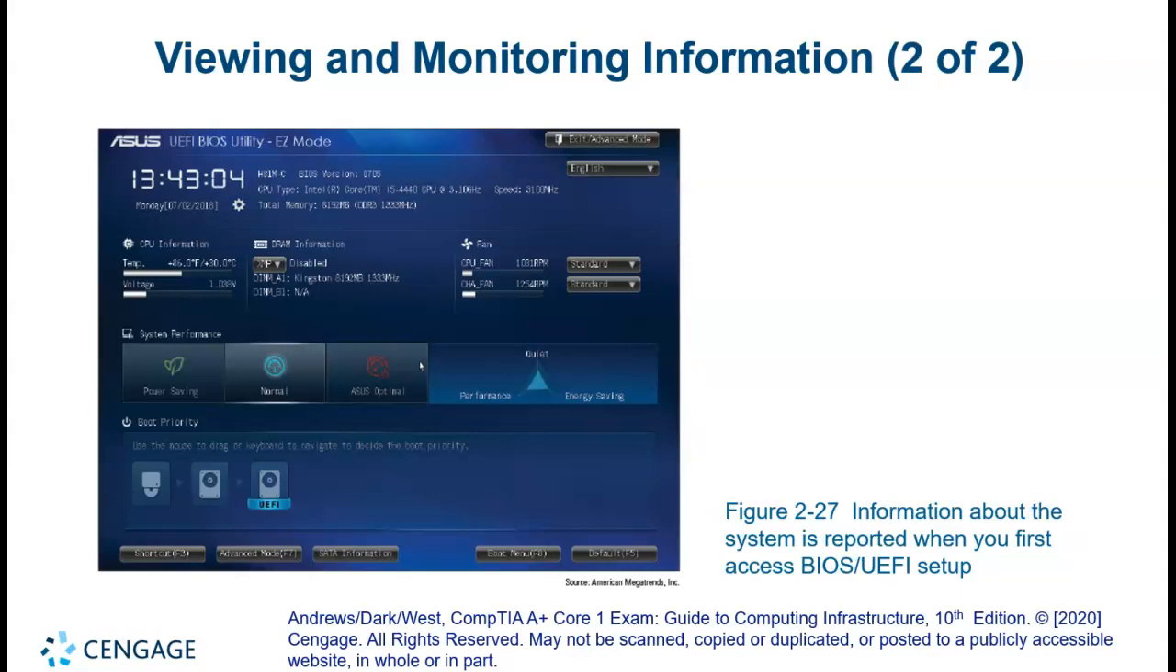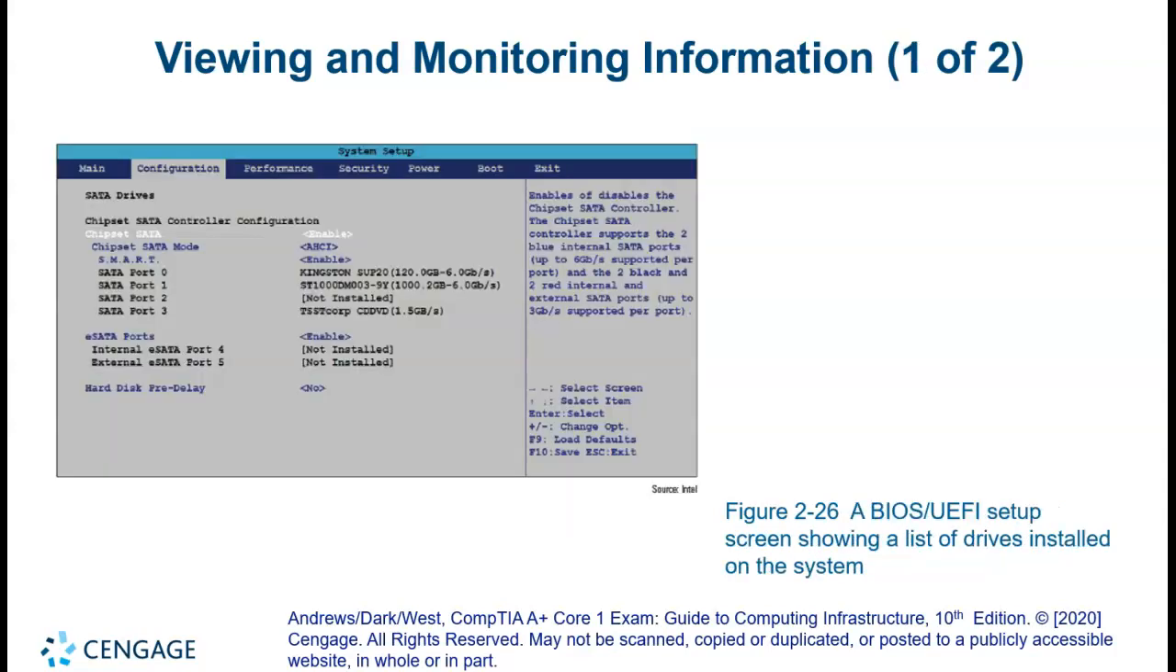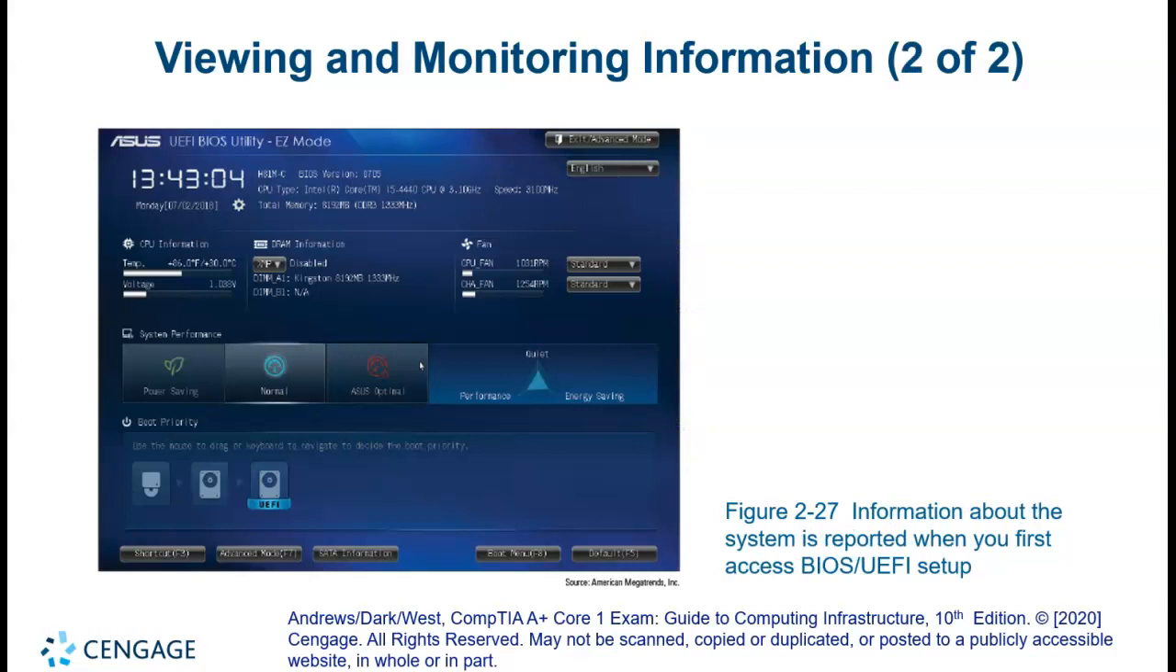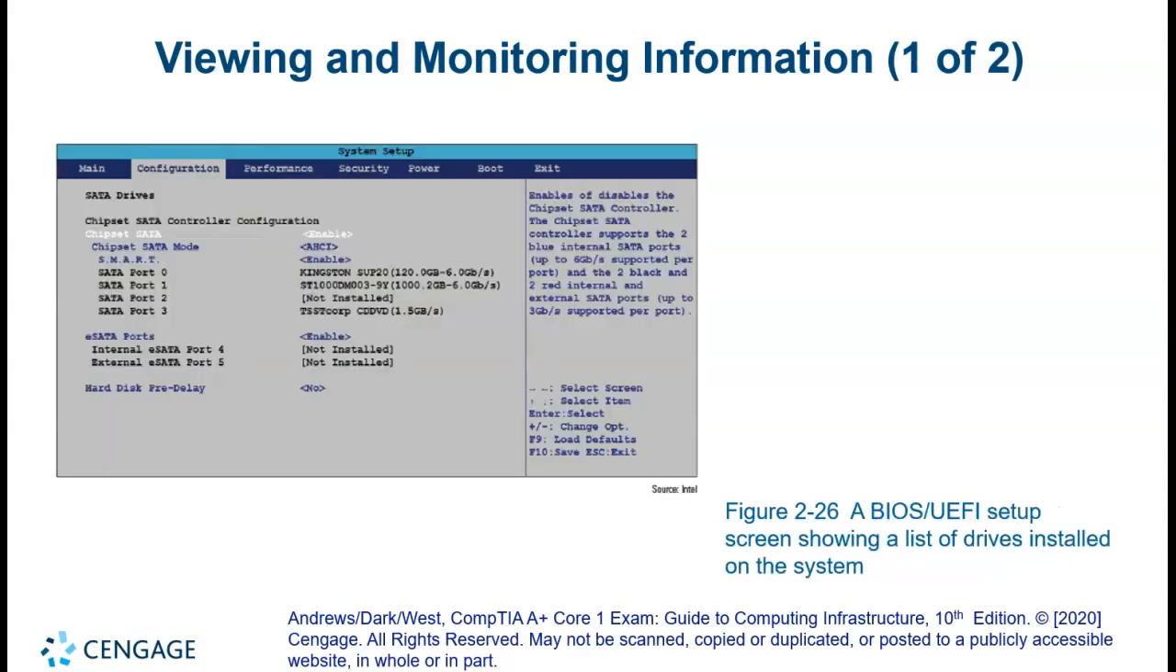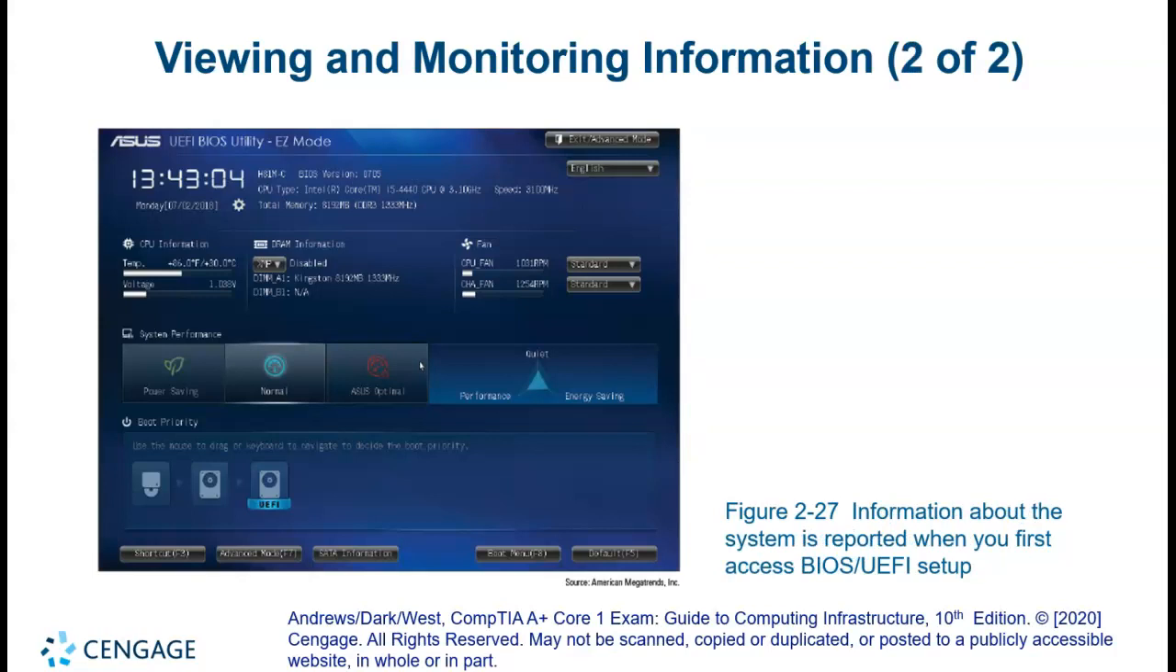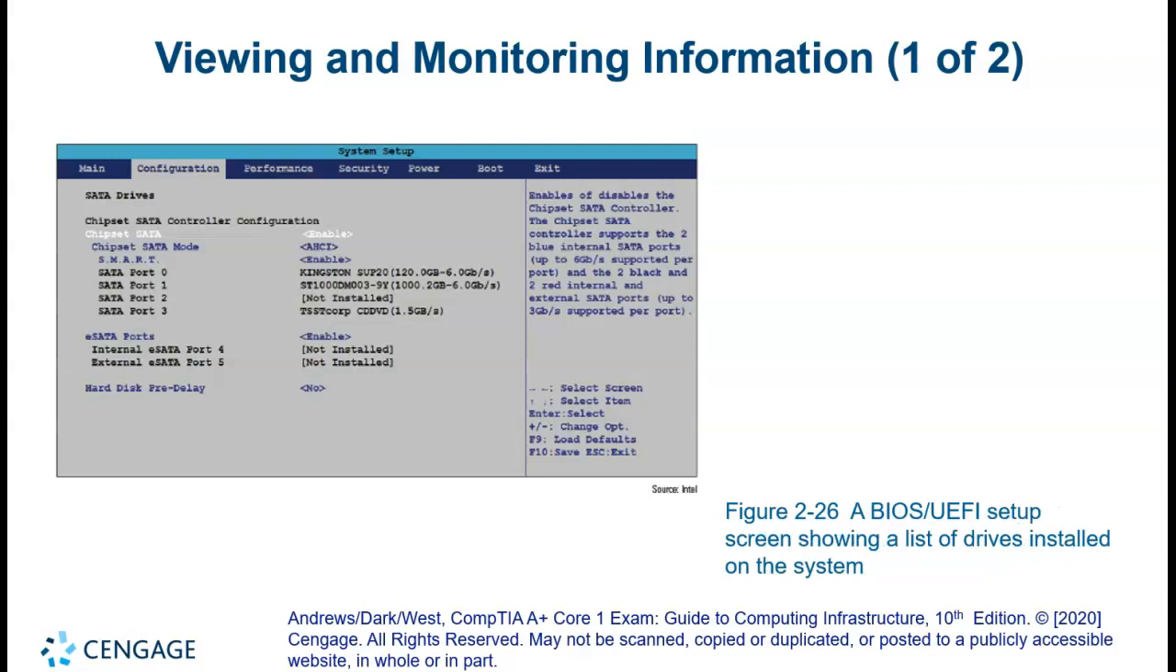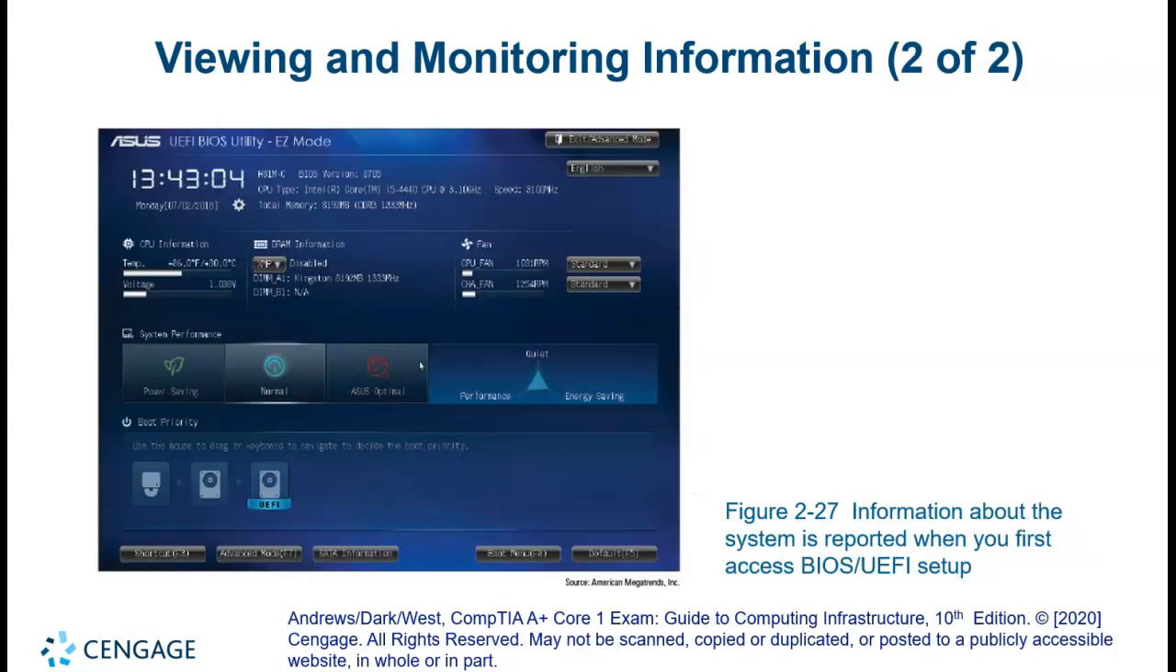Information about the system is required to access BIOS UEFI. This is more UEFI. This is more BIOS right here. What are the main differences? I don't know if it tells you here. But here you can use the mouse. Here you cannot use the mouse. You've got to use the keyboard. Here, sometimes you can update your firmware. Here you can't. Not directly from there anyway.